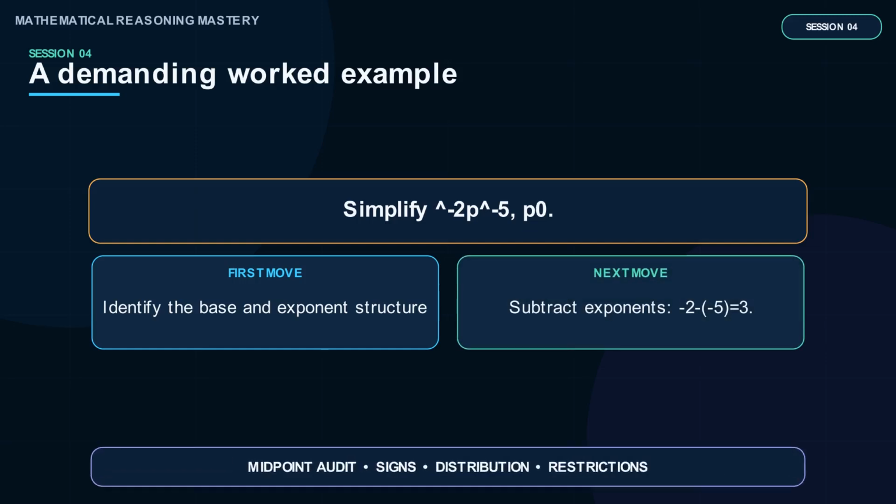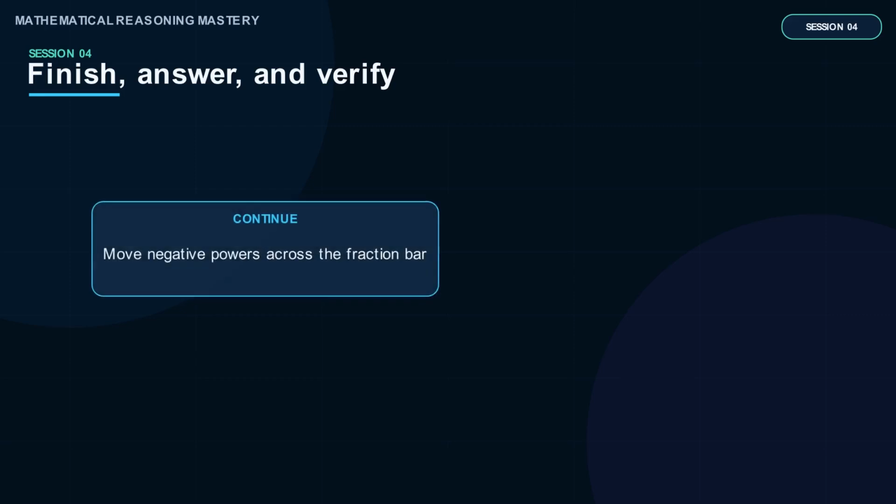Pause for a midpoint audit. Check copied values, signs, units, restrictions, and whether the current result is the requested quantity or only an intermediate value. Continue by applying this control. Move negative powers across the fraction bar.